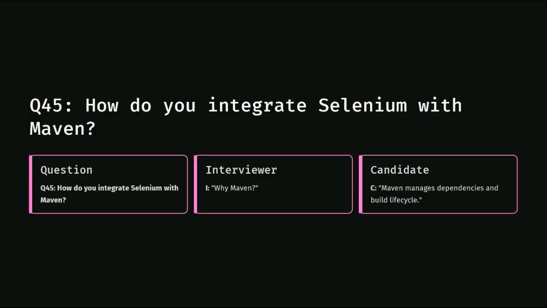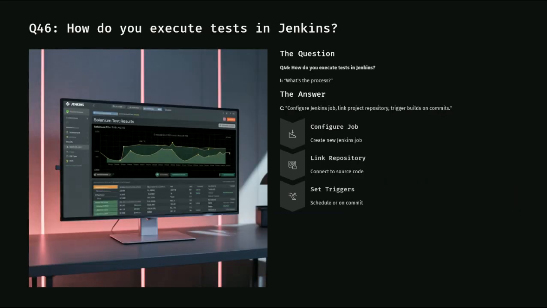Then, how do you integrate Selenium with Maven? Candidate: Maven manages dependencies and build lifecycle. Or the question will be, why Maven? Next, how do you execute tests in Jenkins? Or what is the process? The answer will be, configure a Jenkins job, link the project repository, trigger builds on commit. First of all, create a new Jenkins job, connect to the source code, and then schedule or trigger on commit.